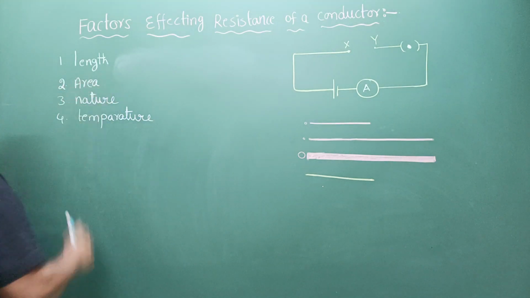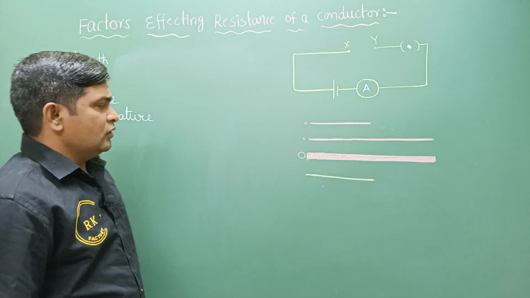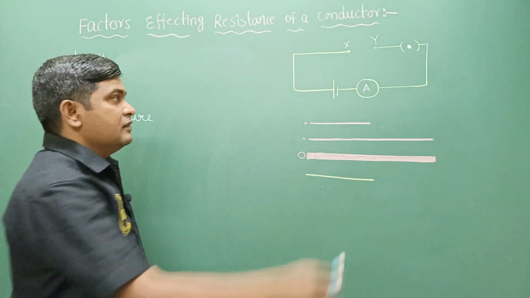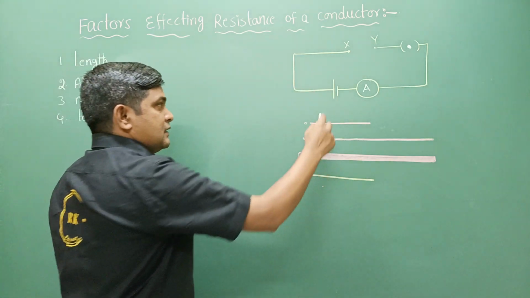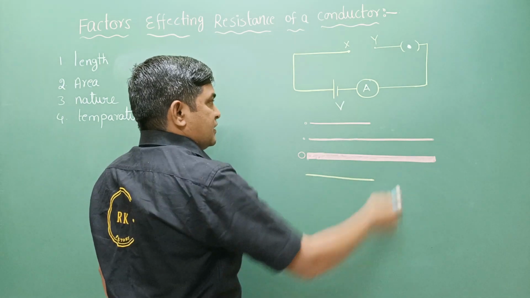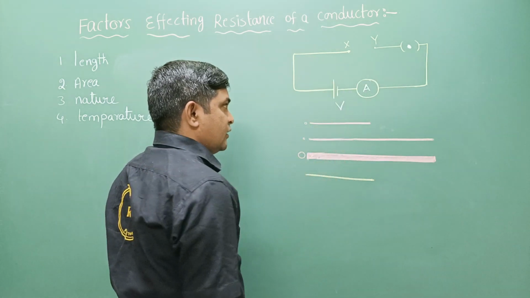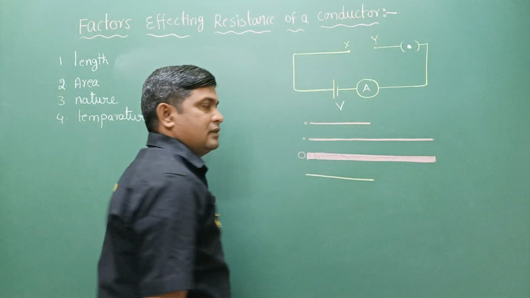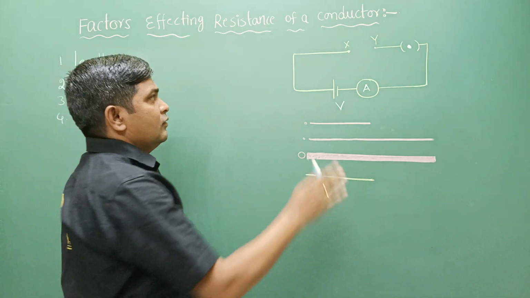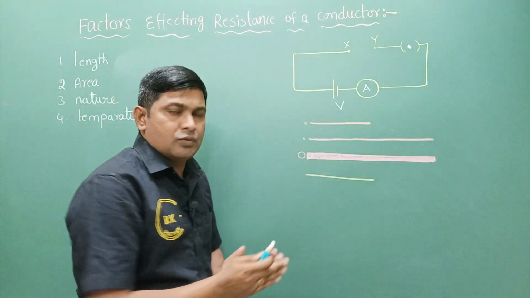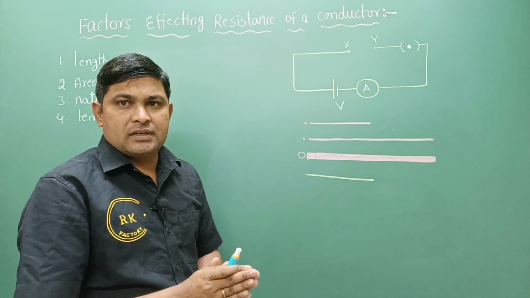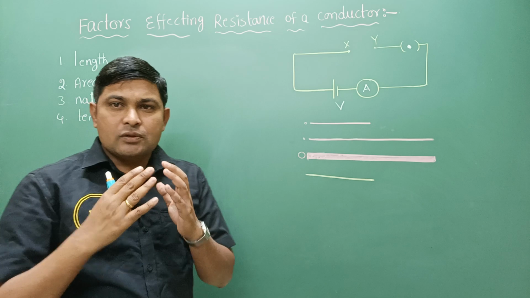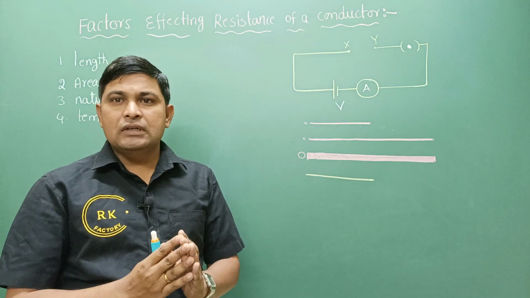First of all, length. And before that, how to know the resistance of a conductor? We have a simple circuit here. It has a potential difference, and to measure the current flowing in the circuit, there is an ammeter, and simultaneously a plug key is there. Now is it open or closed? Still it is an open circuit. Why? There is a gap. Whenever the circuit is closed, only then can current flow through the circuit.